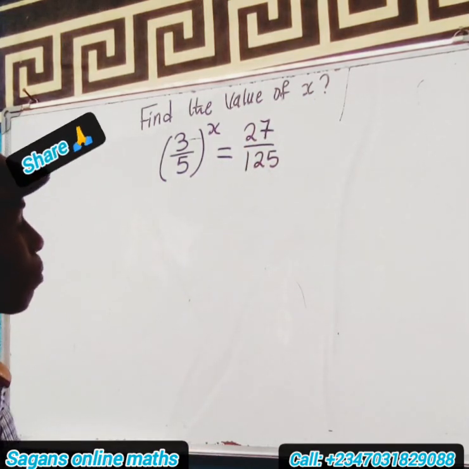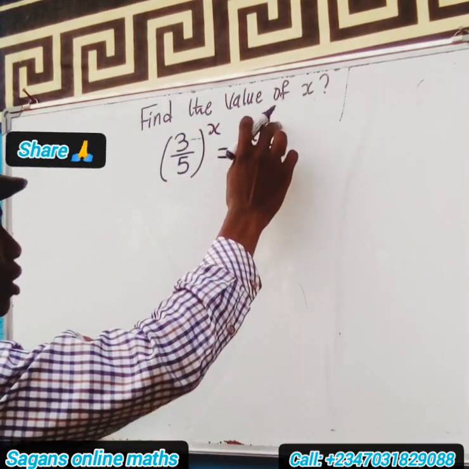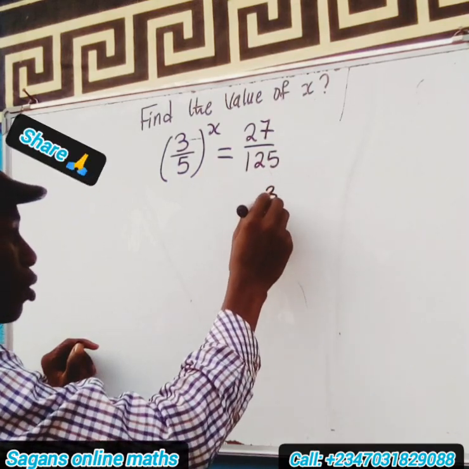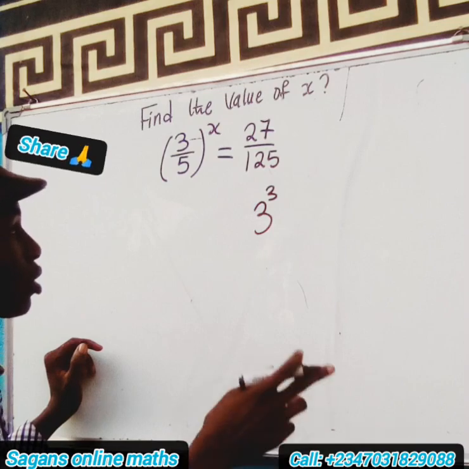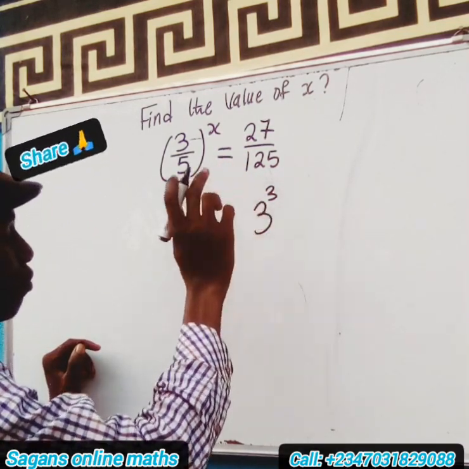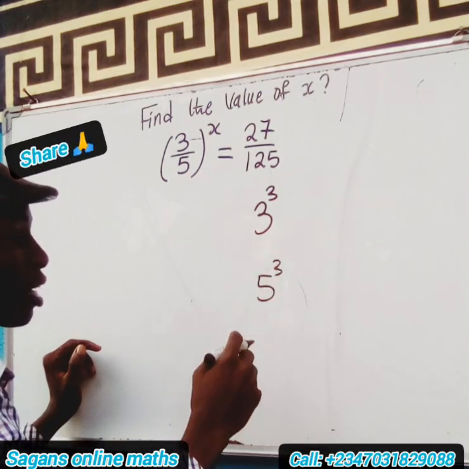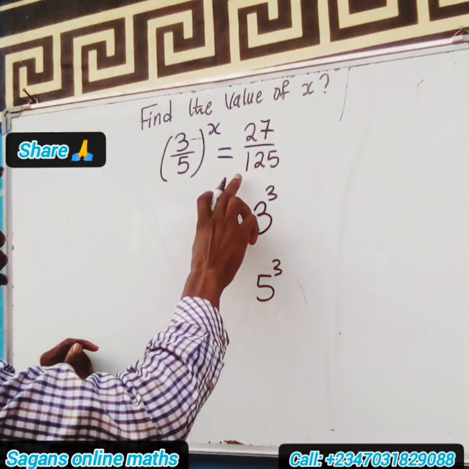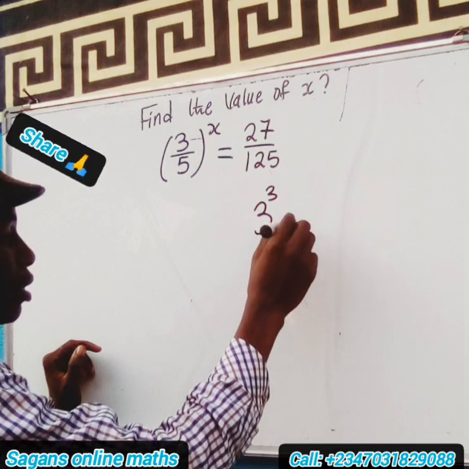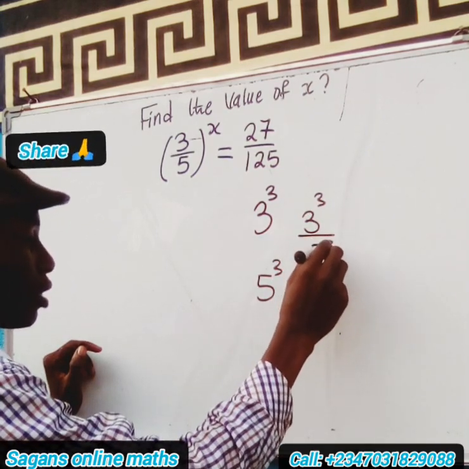What are you going to do? Let's consider the numerator. We can write 27 in index form as 3 to the power of 3, because 3 times 3 times 3 is 27. Now, 125 can also be written as 5 to the power of 3, because 5 times 5 times 5 is 125. So we can write them as 3 to the power of 3 divided by 5 to the power of 3.